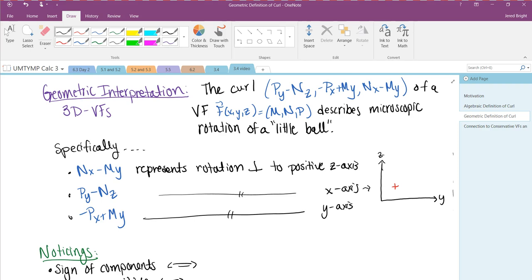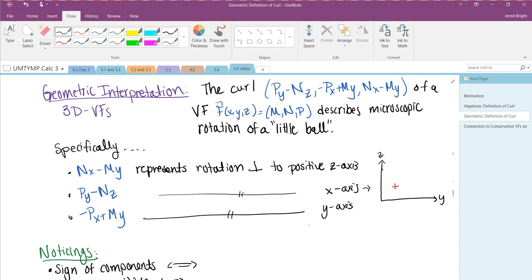Okay, so now geometrically, the quantity N_x minus M_y, that third component, describes rotation that is perpendicular to the z-axis, remembering that the z-axis is spanned by the unit vector k. And then P_y minus N_z, the first component, is the rotation perpendicular to the x-axis, and then to the y-axis for the last one. If we focus on just P_y and N_z for a moment here.